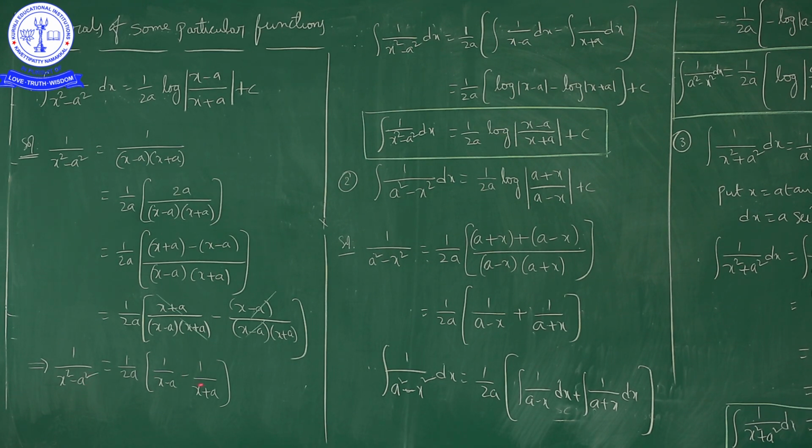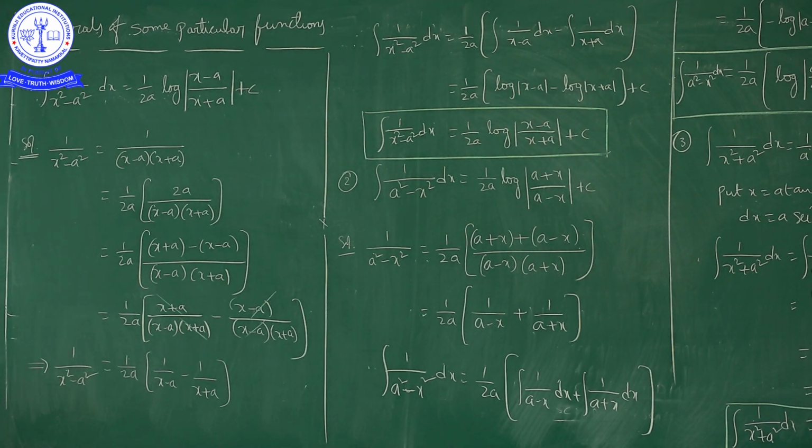So integration of this part is nothing but integration of this part. So integration of 1 upon x square minus a square dx is equal to 1 by 2a integration of 1 by x minus a dx minus integration of 1 by x plus a dx. Integration of 1 by x is log mod x, so integration of 1 by x minus a is log mod x minus a, minus integration of 1 by x plus a, which is log mod x plus a. Log a minus log b is log a by b. So log mod x minus a minus log mod x plus a is log mod x minus a upon x plus a plus c.